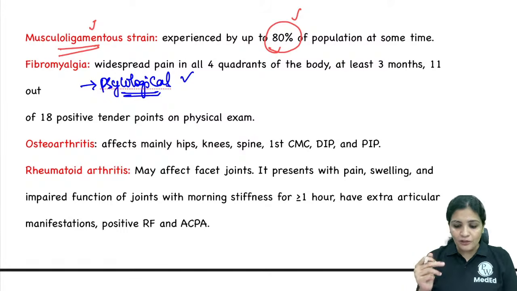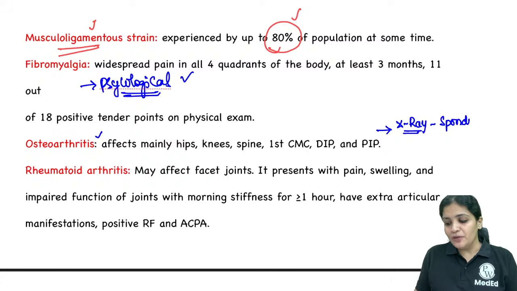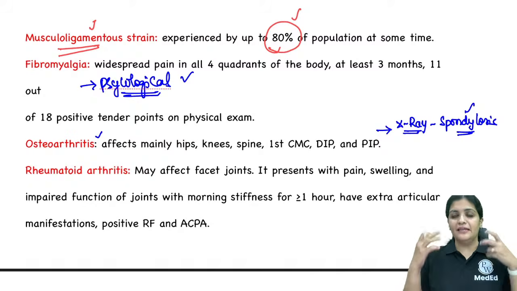Okay, and then your osteoarthritis, as I've told you, there you can go for an x-ray. In this x-ray you will see spondylosis. You will see multiple osteophytes, decreased disc space, and then the muscles get compromised, and then the patient will have pain. So osteoarthritis of the spine is the most common thing.